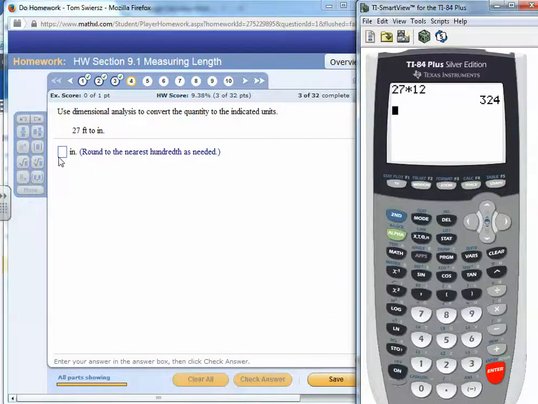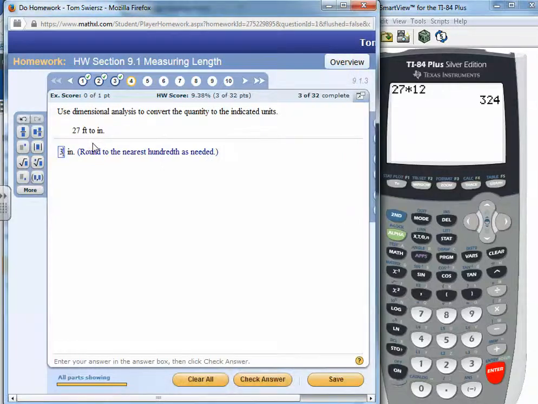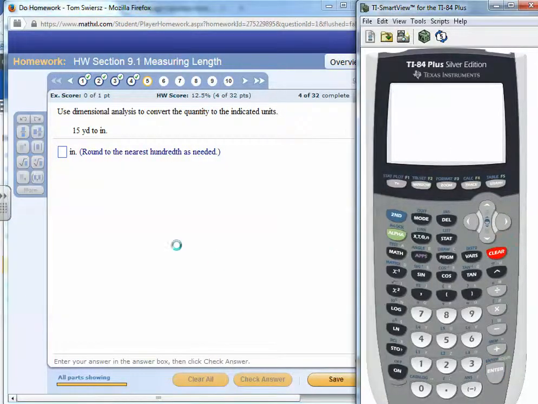gives us 324 inches. And of course, inches is a smaller unit, right? So you need more of them, so it makes sense. In order to have 27 feet, you need a lot more inches because inches is a smaller unit. Okay, so you have to have a bigger number. So common sense says that does make sense.